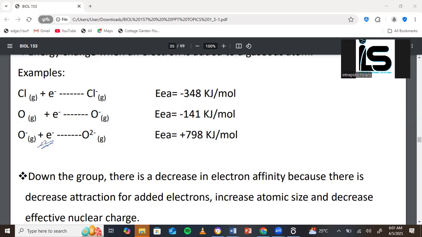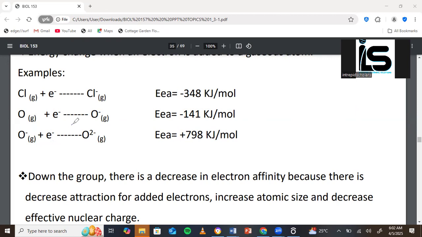But in the next instance, when I'm adding the next electron, the electron affinity is positive. Positive means I have to add extra energy, right? That's an endothermic reaction. The idea is that in the neutral oxygen atom, there are 8 protons attracting 8 electrons. Now, when you add 1 electron, there will be 8 protons attracting 9 electrons. So there's already expansion and repulsion, right? And then the nuclear charge cannot hold it effectively as it did in oxygen.